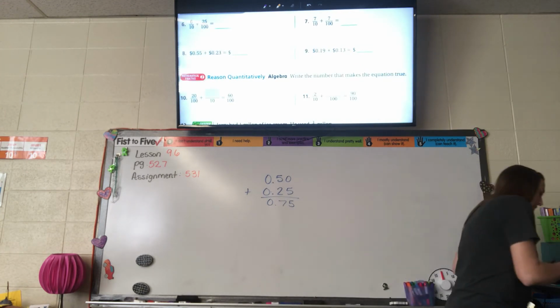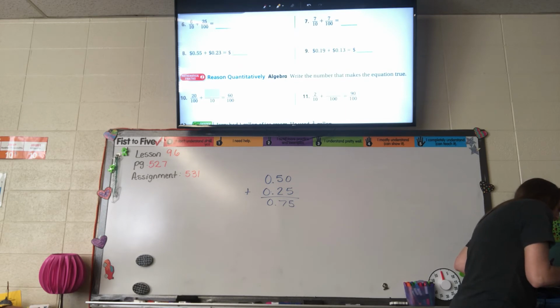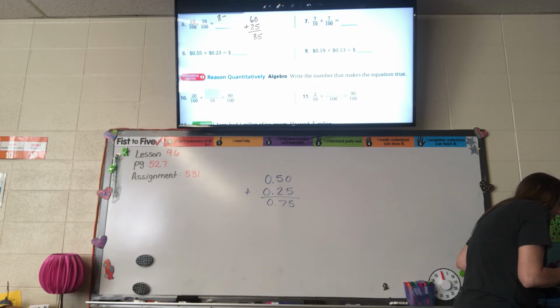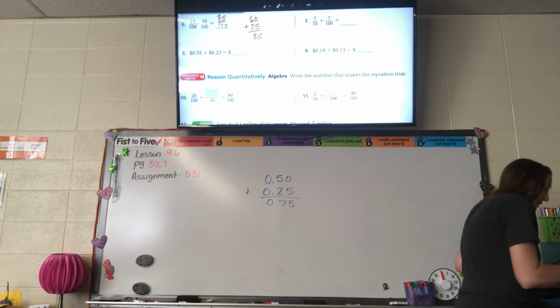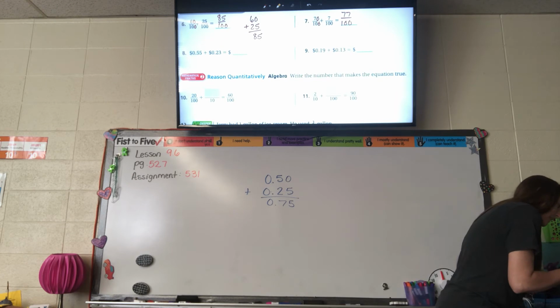Okay, so let's do red this time. Okay, so I'm going to add my 0 behind the 6 and the 10, make it 60 plus 25. So I'm going to come over here and stack those up, and that will give me 85 hundredths. Okay, we've got to turn this into 100, so 77 hundredths.